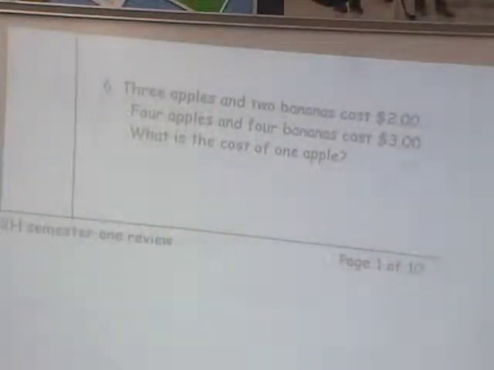How many variables do we have? 2. What are we going to make our variables? A and B makes sense, right? Apples, A, B, bananas. So our first equation is going to be 3A plus 2B.